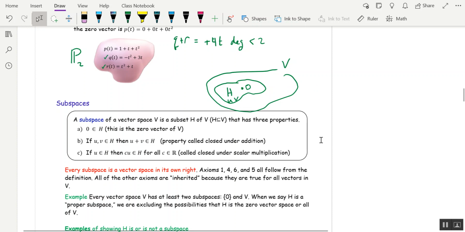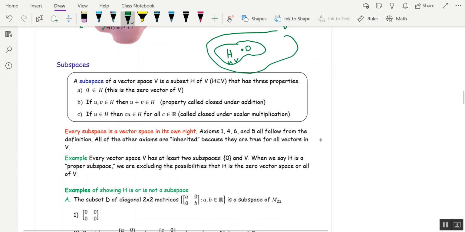Okay, proper subspace. Every vector space has two subspaces, the zero vector space and the whole vector space itself. To distinguish between those two extremes and a typical subspace, we define a proper subspace, and that's any subspace that's not one of those two extremes. And it's possible that a vector space won't have any subspaces aside from those two extremes.